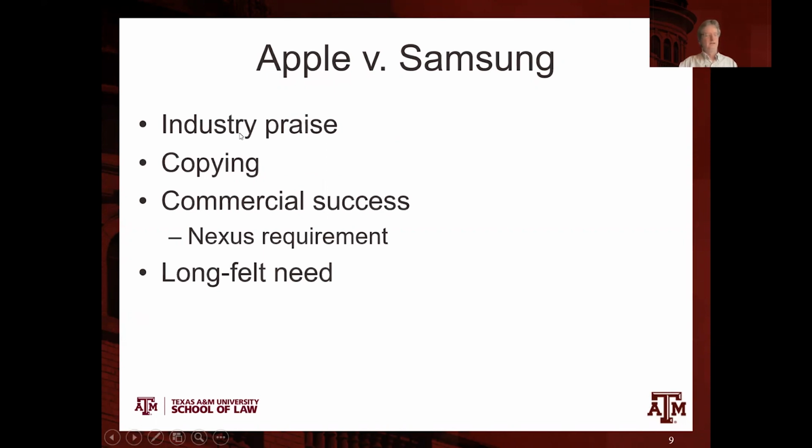And we also have industry praise, copying, commercial success. Now, to strengthen the inference from commercial success to, oh, this is non-obvious, the courts have imposed a nexus requirement. You have to show a nexus between the invention and success. But it's a fairly weak requirement as we see here, right? Is the real reason the iPhone was successful because of the slide to unlock feature? I don't think so, right? It was successful because it was the iPhone. It was a combination of a lot of features. Maybe slide to unlock played some role in it, but it's easy to imagine lots of other unlocking features that could have worked just as well.